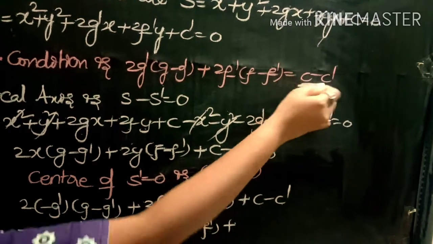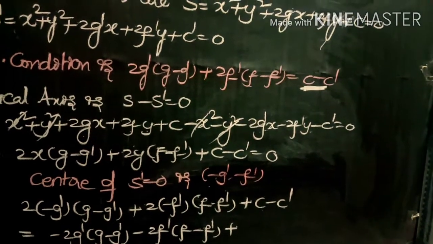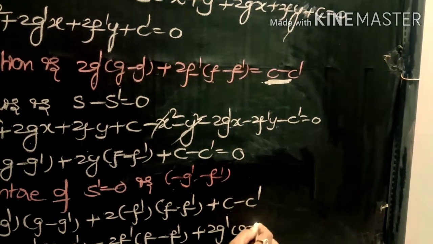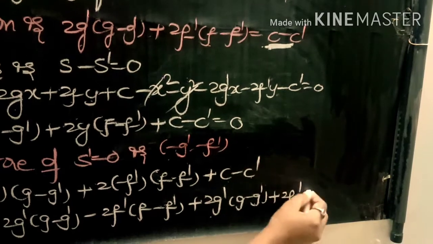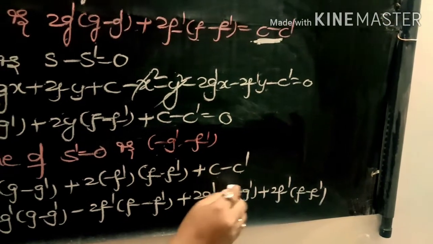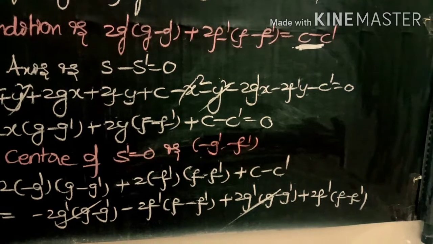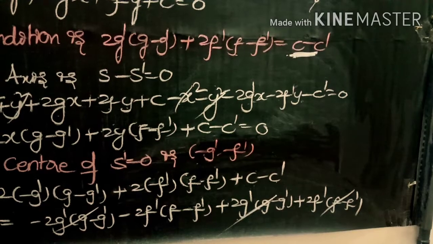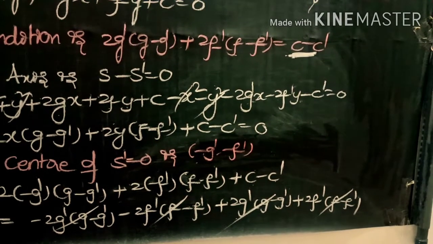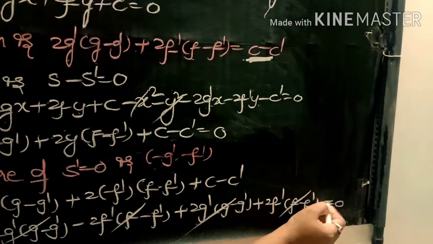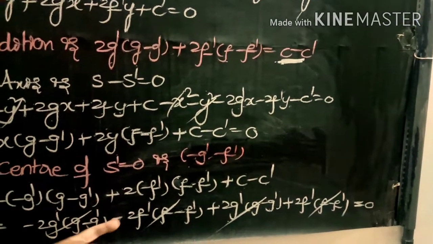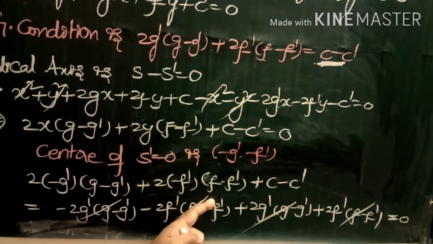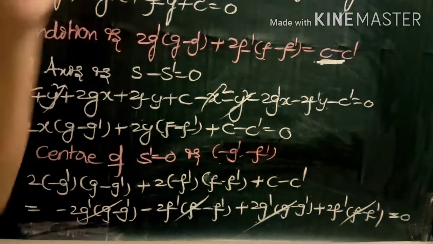What is the c − c' value? c − c' is nothing but this value. Now we replace this value here, that is 2g'(g − g') + 2f'(f − f'). Now here 2g'(g − g') minus 2g'(g − g') gets cancelled, and 2f'(f − f') minus 2f'(f − f') gets cancelled. So the answer is 0. Therefore the center of the second circle lies on the radical axis. That is, the radical axis is the diameter of the second circle.